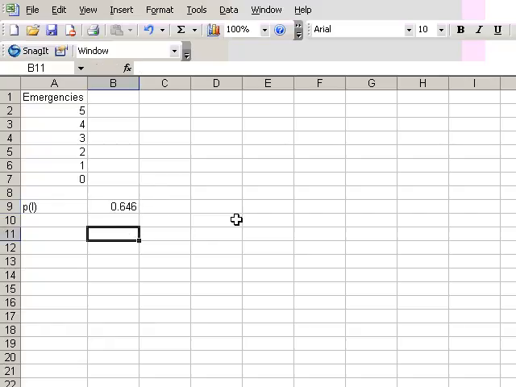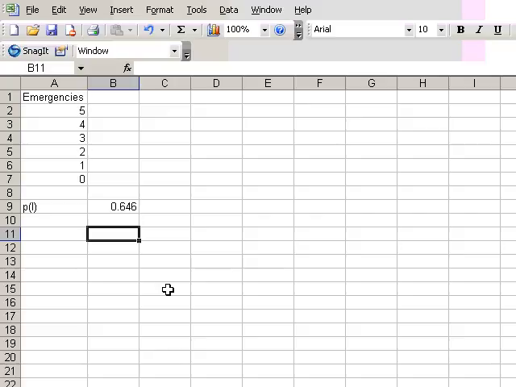0.646. Now, out of any 5 visits, we may see 5 emergencies, we may see 4, we may see 3, we may see 2, we may see 1, we may see 0. And there are probabilities associated with each one of these different numbers of emergencies.